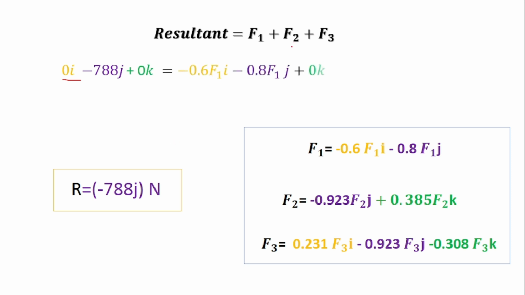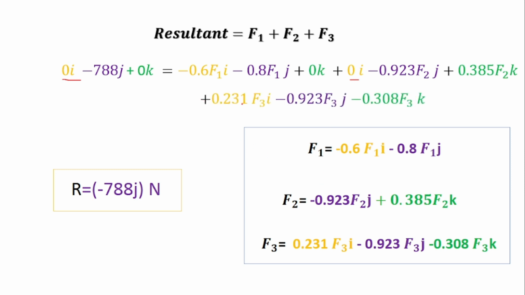It is equal to F1. Put this value: minus 0.6 F1 i minus 0.8 F1 j plus 0 k. The k value is 0. Next, F2: minus 0.923 F2 j plus 0.385 k. The value of i is 0 here. And the last component: 0.231 F3 i minus 0.923 F3 j minus 0.308 F3 k. So this is how we can put the value of the resultant and forces in the given equation.